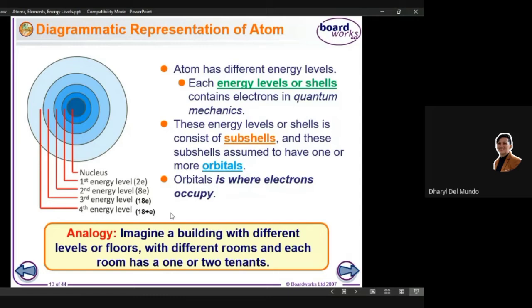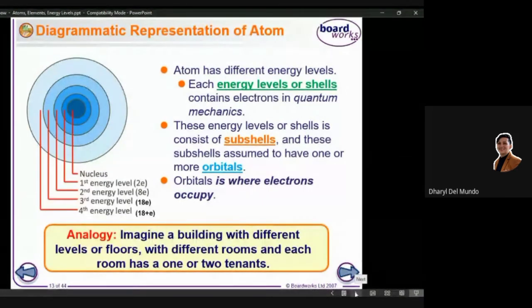And like what I've said a while ago, imagine a building with different levels or floors with different rooms. Each room has one or two tenants. Okay? The energy levels are like the floors. In that floor, there are, of course, different levels, like floor A and floor B in the first floor. In the second floor, this is floor A and floor B as well. And in each corridor in the apartment or building, there are different rooms, right?